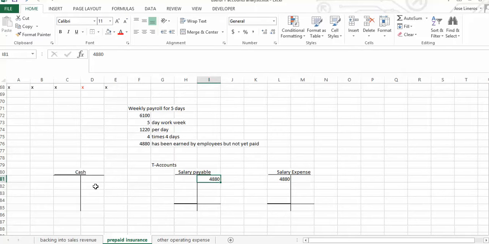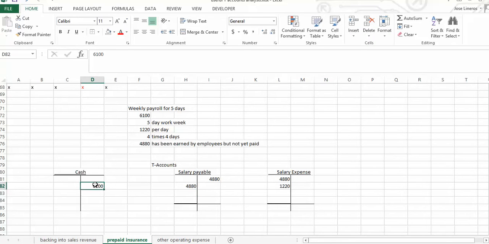I'm trying to take you through the entire thing so you see what happens completely. On Friday, you would pay payroll of 6,100, right? You would not recognize salary expense of 6,100 because you already recognized salary expense of 4,880 on Thursday when you published financials. That was the end of your accounting period. So the only thing you need to recognize additionally, if you were publishing financials on Friday, is an additional 1,220. That's the debit there, and of course you would also debit the 4,880 because this payable will be paid on Friday.